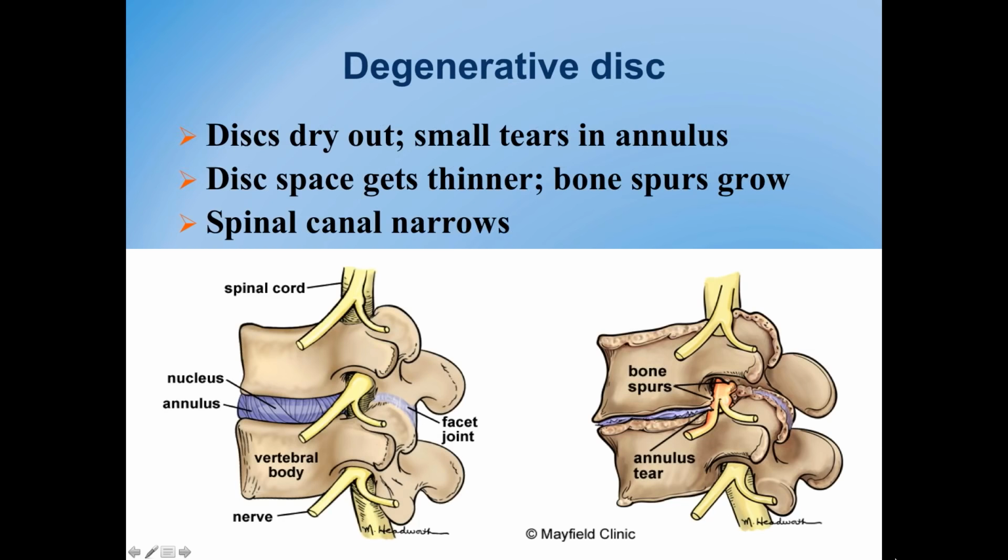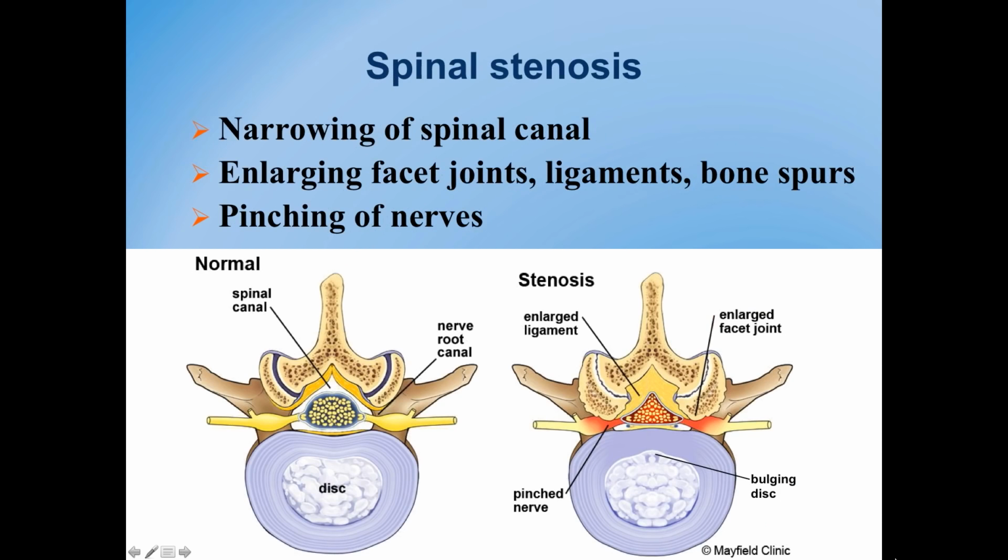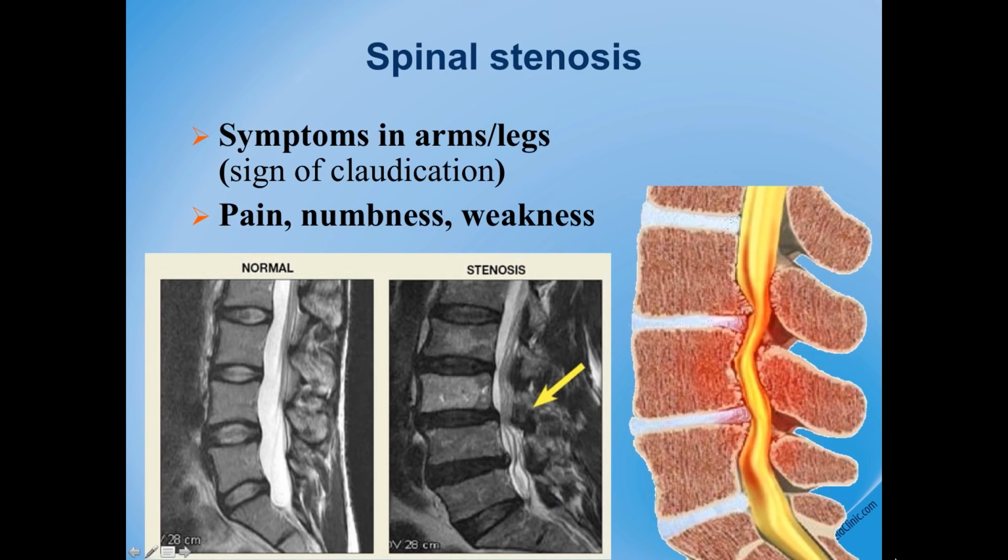Here we see another cross-section, a blown-up view of that larger image from before, where we have degenerative changes on the right compared to the normal anatomy on the left. These discs degenerate, creating bone spurs and narrowing around the nerves. Here's another side-by-side comparison that shows the narrowing around the spinal nerves due to enlarging joints, thickened ligaments, bone spurs, and eventual pinching of the nerves.